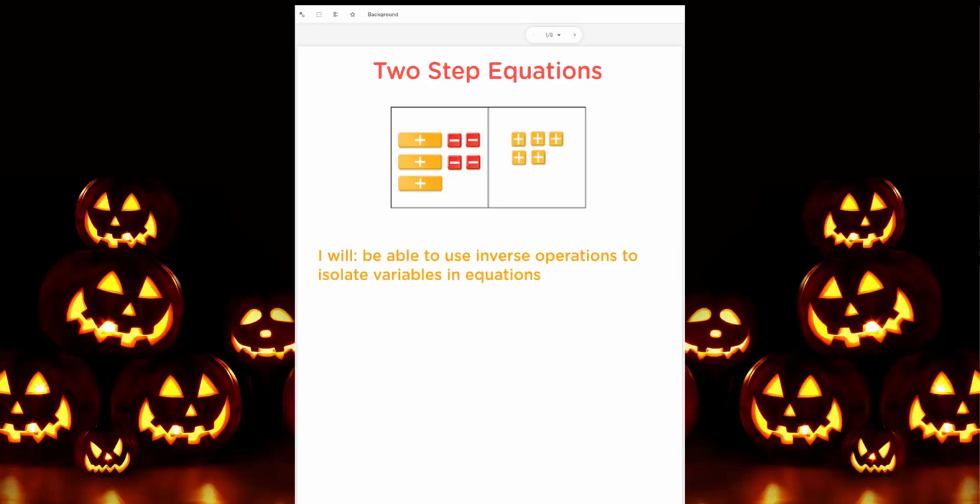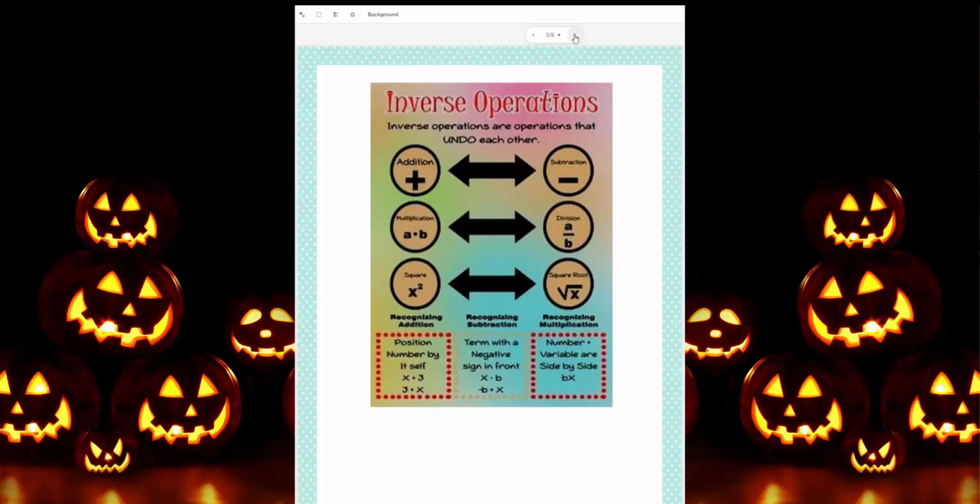I'm going to tweak this essential question / I will statement. I'm not too happy with it right now, so it should be different by the time you end up watching this video, but the point of this is I want you guys to be able to use inverse operations to isolate variables in equations. Okay, now, what does that mean?